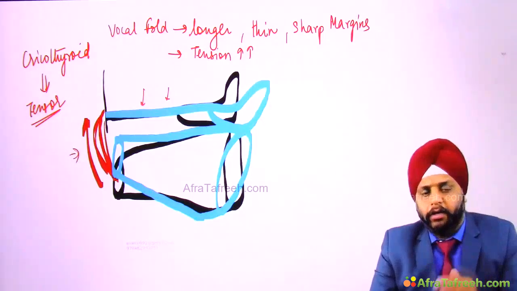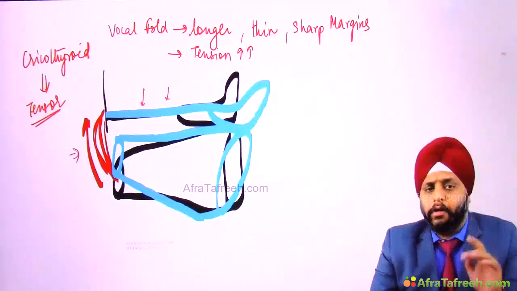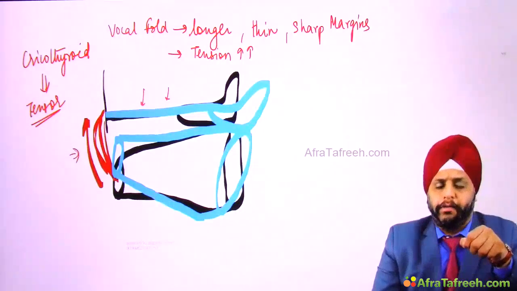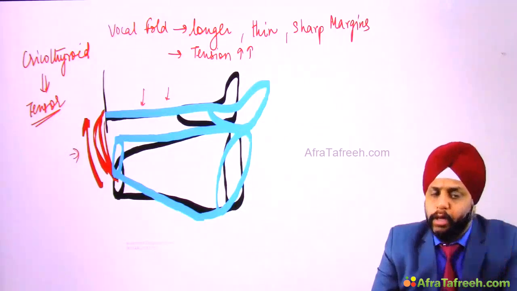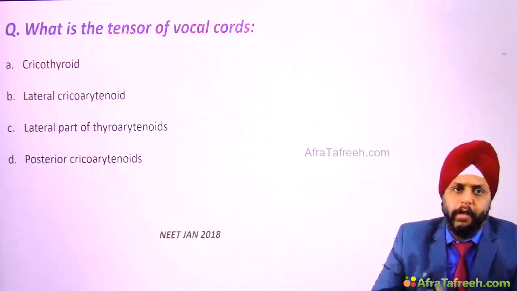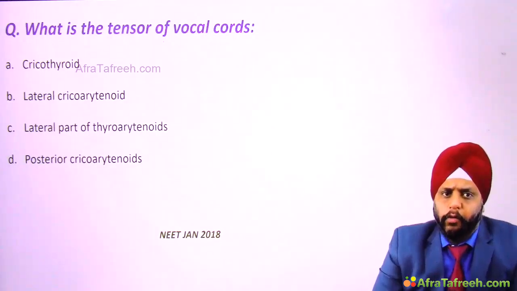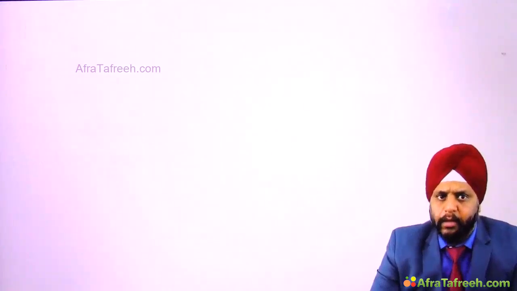So similarly, cricothyroid is outside on the outer surface, and it is not saying anything to the vocal fold. It is just pulling the cricoid. So as it pulls the cricoid, the tension in the vocal fold increases. So cricothyroid is the tensor of the vocal fold. And this question is asked, which is the tensor of vocal fold? Answer is cricothyroid muscle.